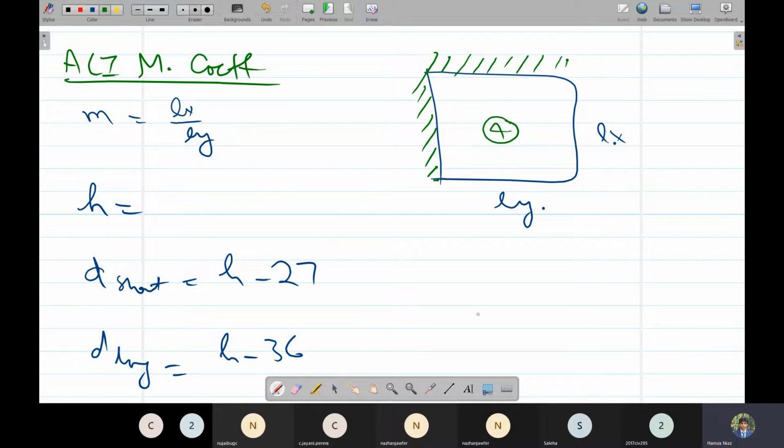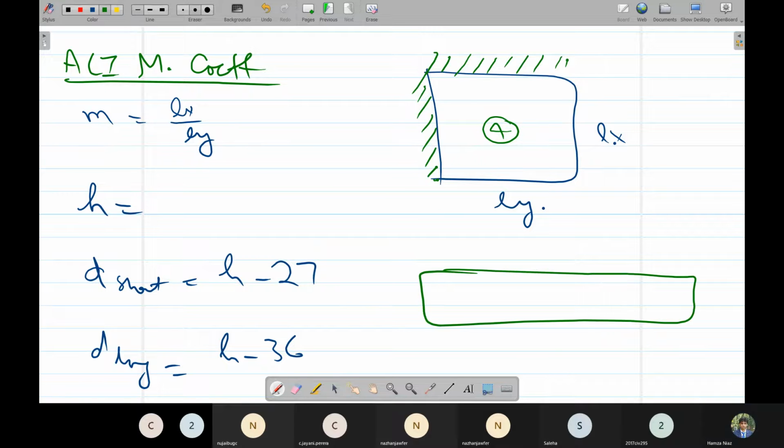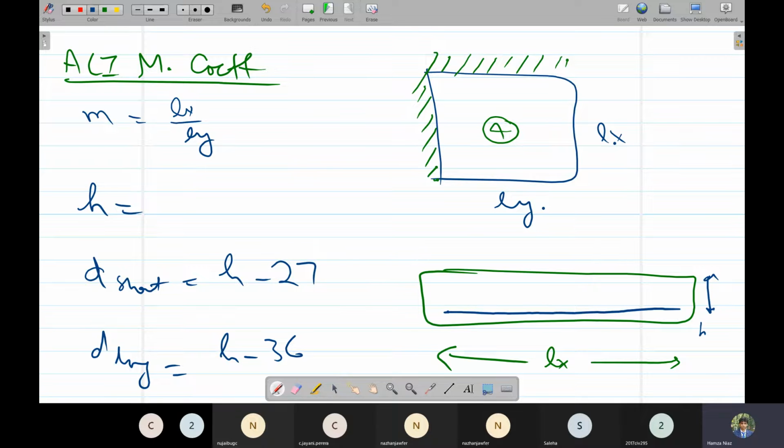That means, for example, this was the slab and this is Lx. In the x direction, the steel would be placed like this. This would be h minus 27. From the top of the slab, the depth to the center of the bar would be h minus 27. Why? Because we provide 20 mm cover here for the steel, and we assume that the bar is 13 millimeters, so approximately 7 millimeters towards the center. So this is for the shorter direction.